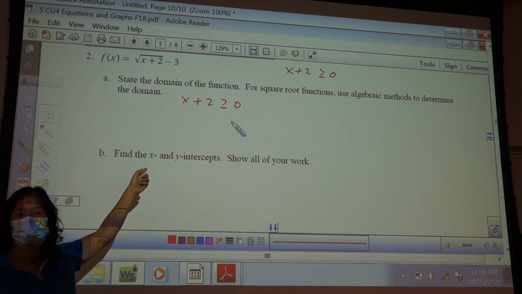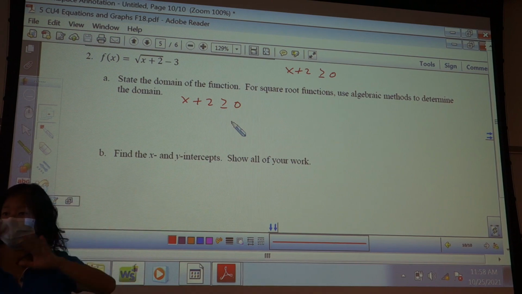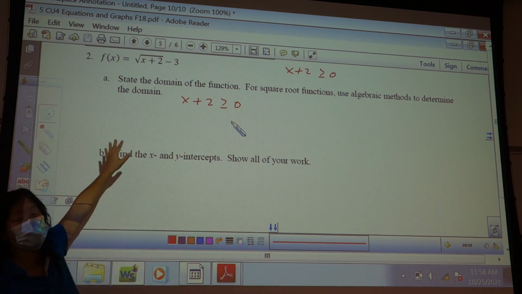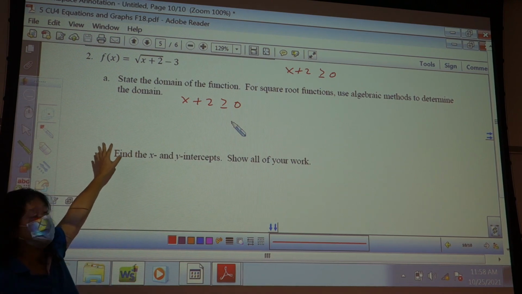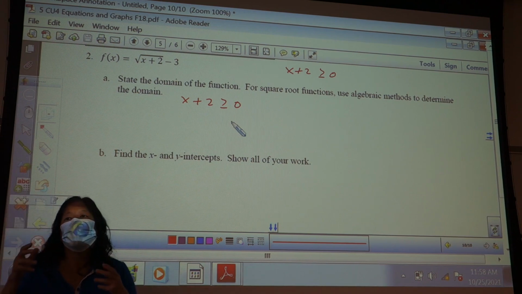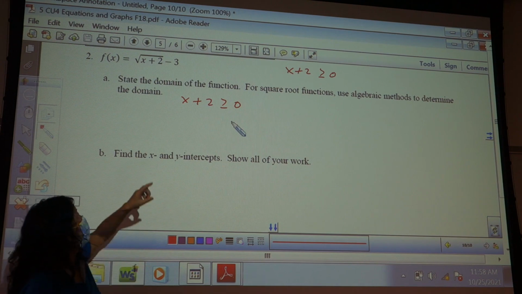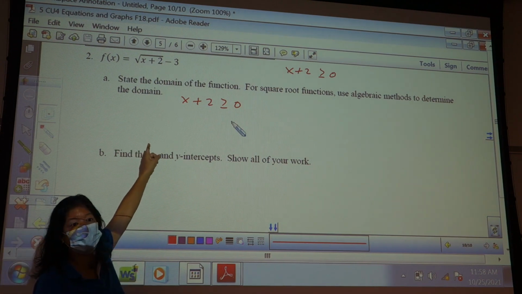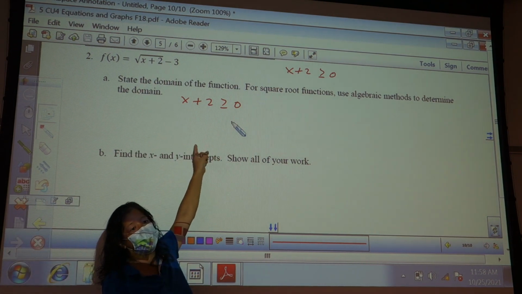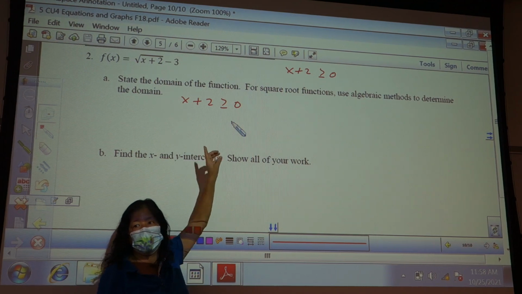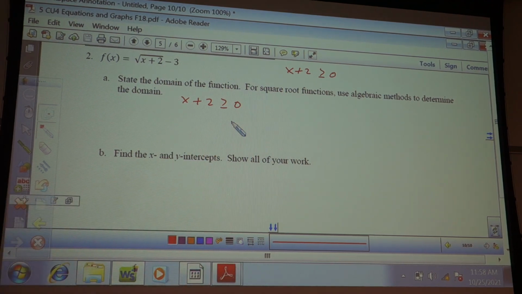Does that make sense for folks? We're not solving the problem, and we're not substituting anything into the original equation. All we're saying is, what can x not be? And x can't be something that makes the square root negative. That's all we're doing right now, sorting out our domain, what x can and can't be.